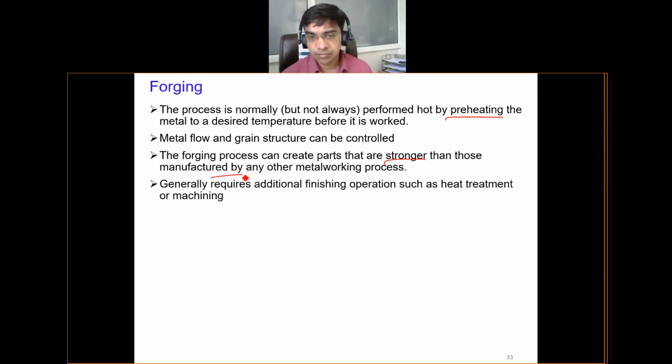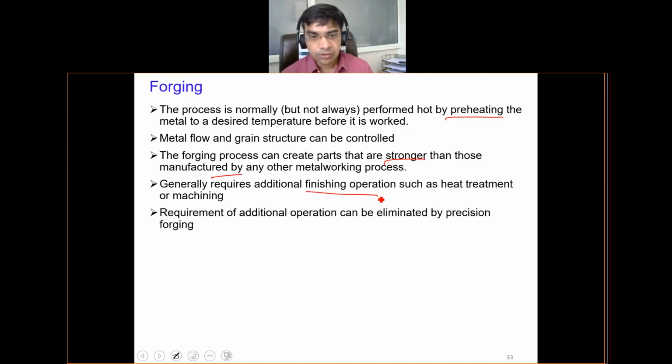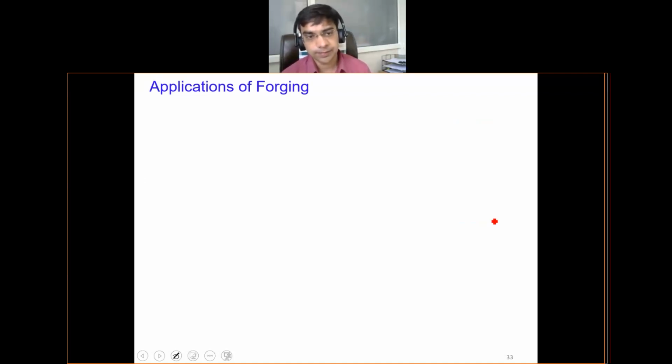Additionally, for example, I showed the presence of flash. The presence of flash or other things may be removed by subjecting the part to some finishing operation like grinding or heat treatment, which basically improves the surface finish of the forged product. However, this additional operation may also be eliminated by an improved forging process like precision forging. Although in the scope of this course we are not discussing precision forging, the name itself is telling: in precision forging, the amount of flash generated is negligible. So additional finishing operations are not required.